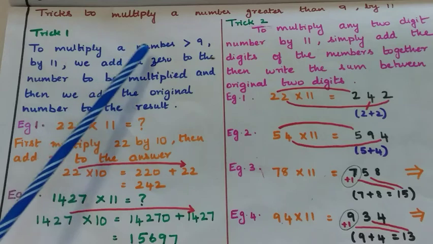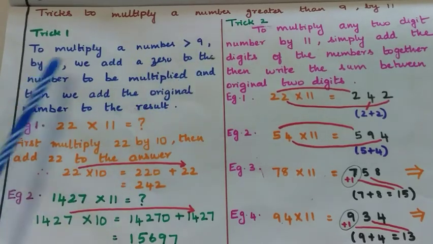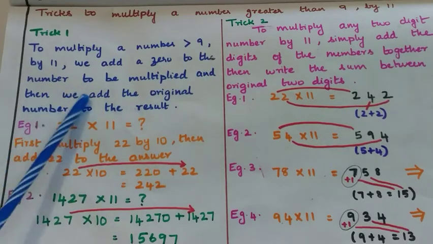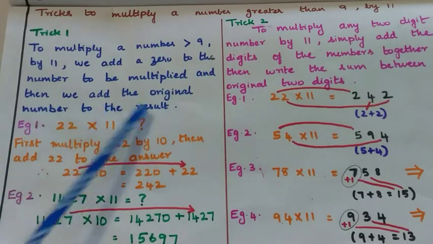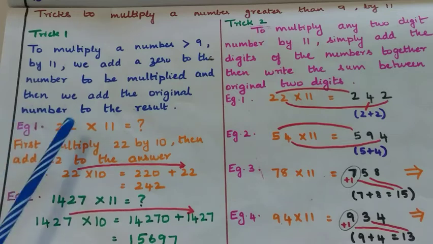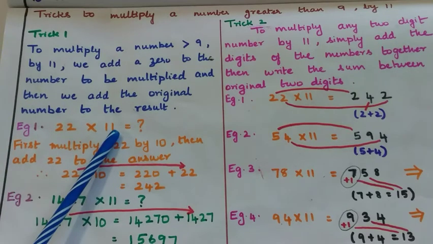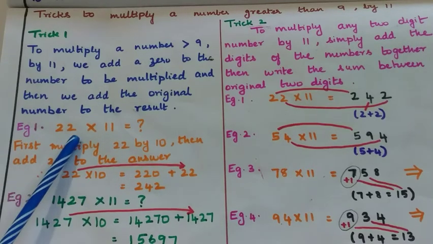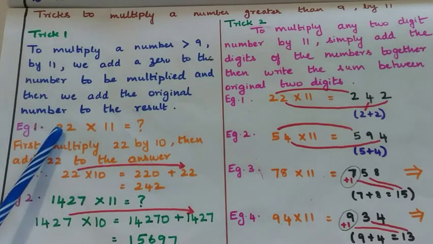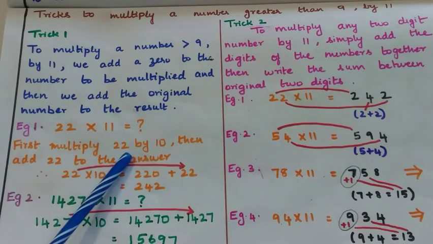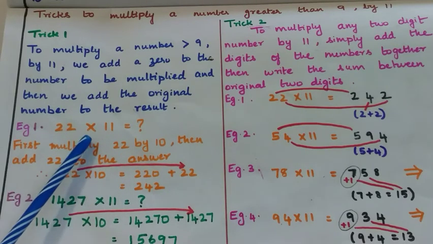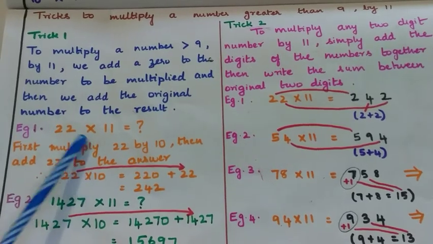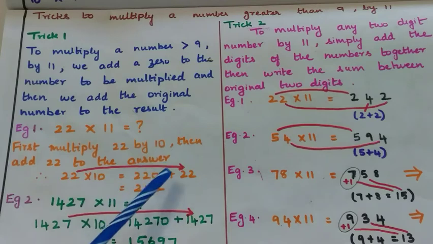To multiply a number greater than 9 by 11, we add a 0 to the number to be multiplied, and then we add the original number to the result. Now let's take this example where 22 has to be multiplied by 11. When you need to multiply a 2-digit number or a bigger number than this as well, this trick can be followed. You need to first multiply 22 by 10 and then add 22 to the result obtained.